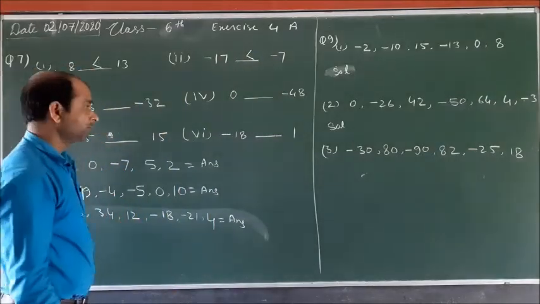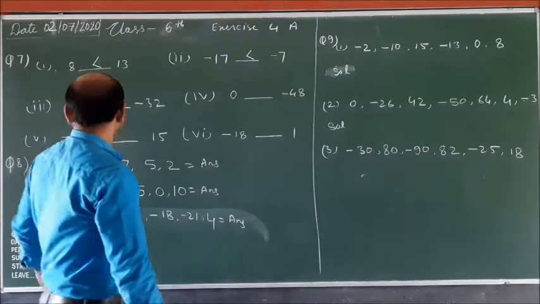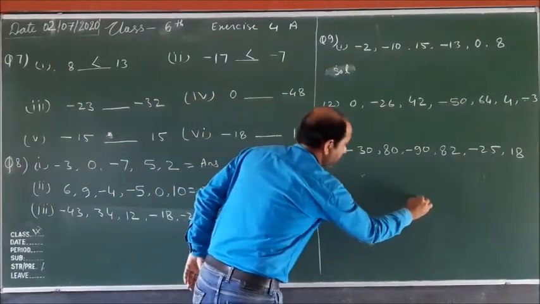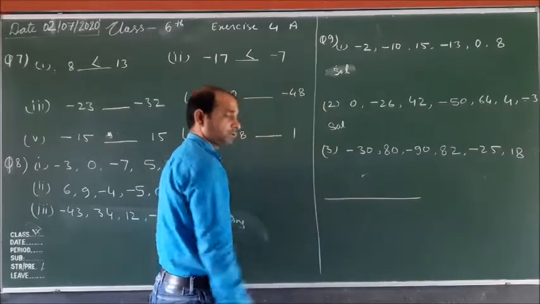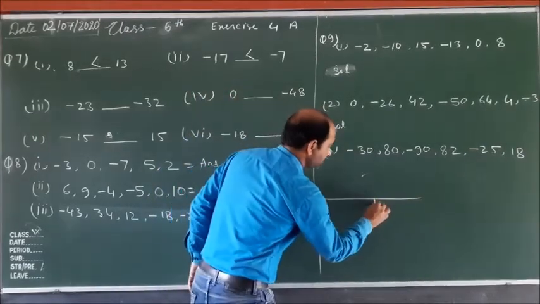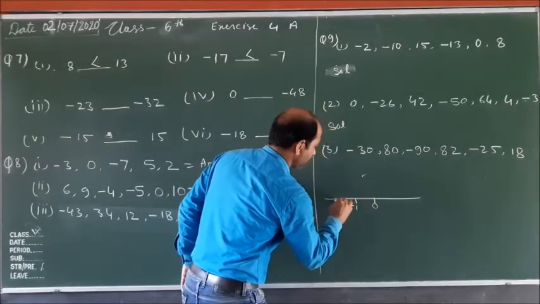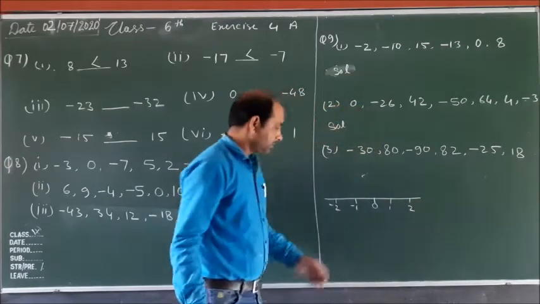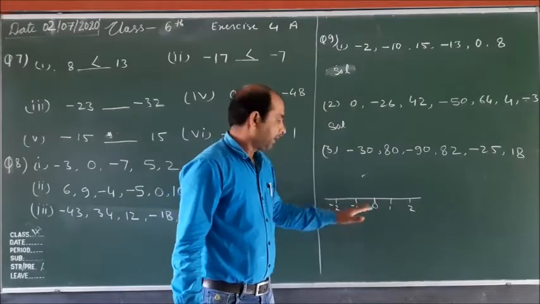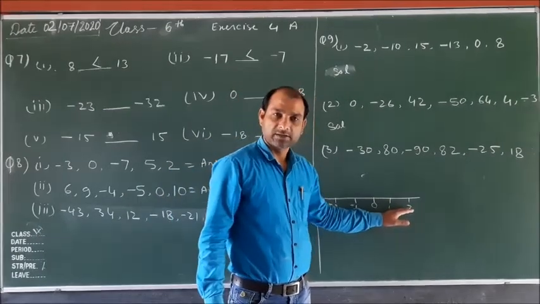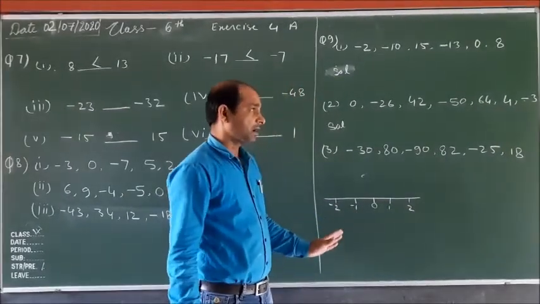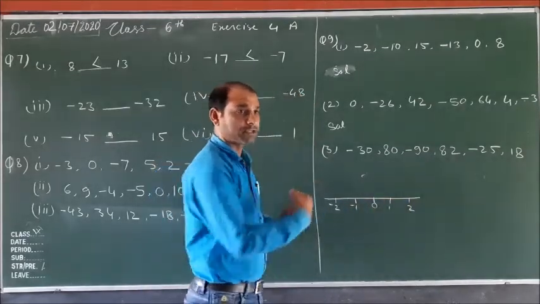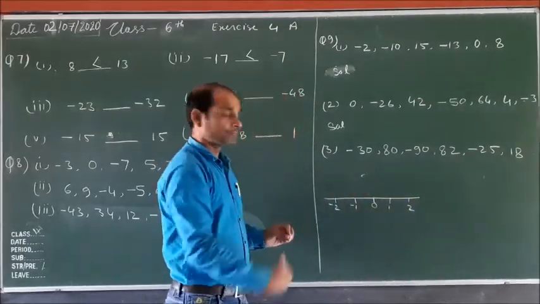Yesterday I told you, look at here once again. This is a supposed graph: 0, minus 1, minus 2, 1 and 2. This is your left hand side and this is your right hand side. If any number is written on the right hand side, that number is greater than the left hand side.